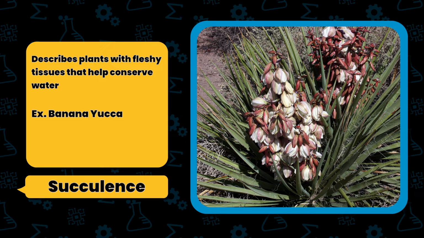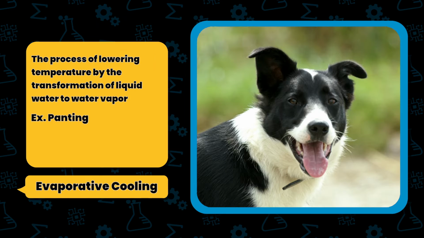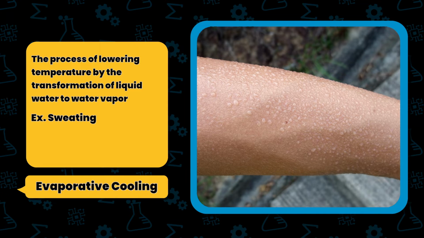Another concept you should be familiar with before facilitating Adaptation, A Way of Life is the concept of evaporative cooling. Evaporative cooling is the process of lowering the temperature of something by the transformation of liquid water into water vapor. Dogs and many other animals use evaporative cooling to cool themselves through the process of panting. Humans also use evaporative cooling through sweating. The sweat that is released from our glands evaporates into water vapor, cooling our skin and cooling us in hot environments.